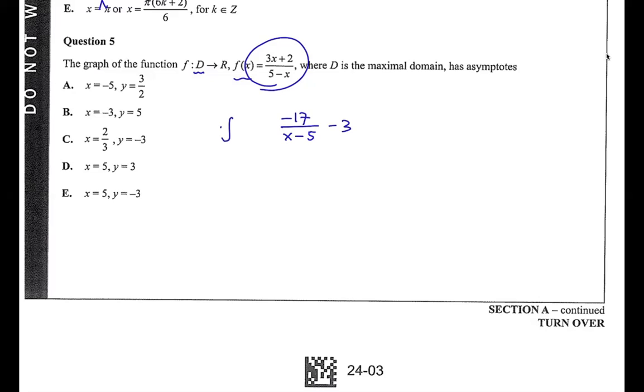And the left-hand side should be f of x equal to minus 17 over x minus 5 minus 3. You have two asymptotes. One is x equals 5. Another one is y equals minus 3. The domain is all real numbers backslash 5 in a curly bracket. So the correct answer should be E.